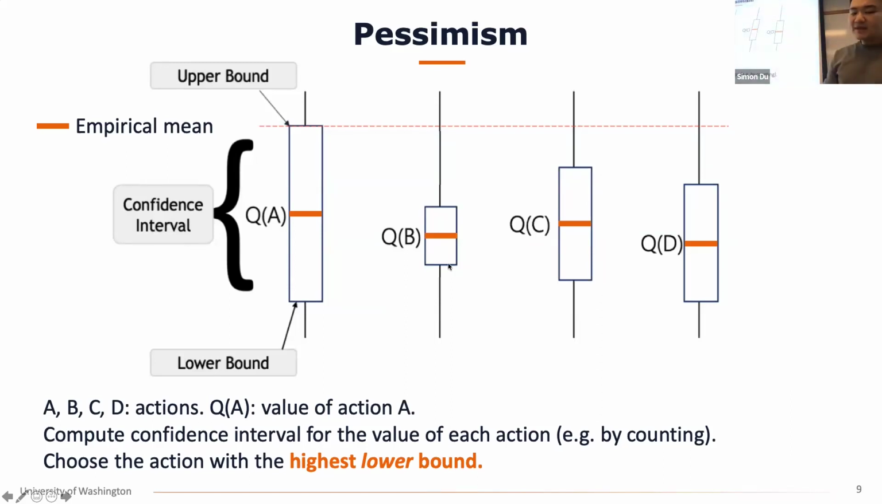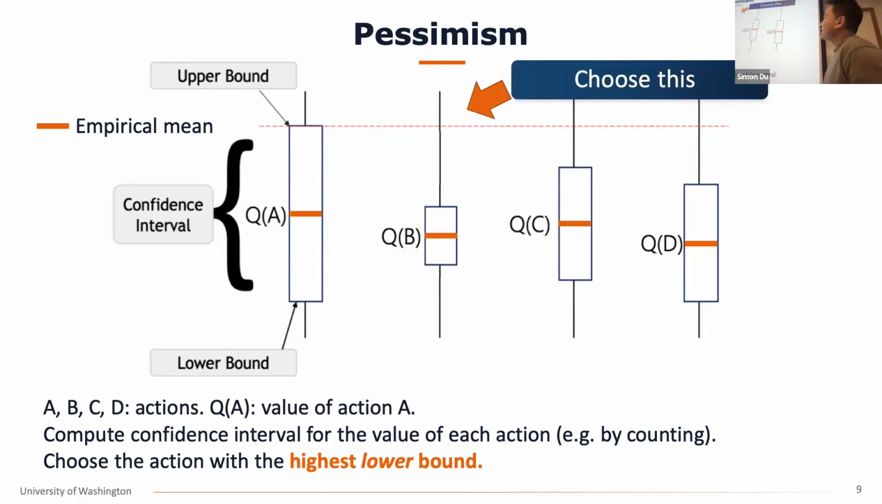So by pessimism, what's the output of our policy? It will be the action with the highest lower bound. That's why we are being pessimistic. In this example, we'll choose action B because it has the highest lower bound. So we are very conservative. If we choose B, we can guarantee that we can at least get this amount of reward.